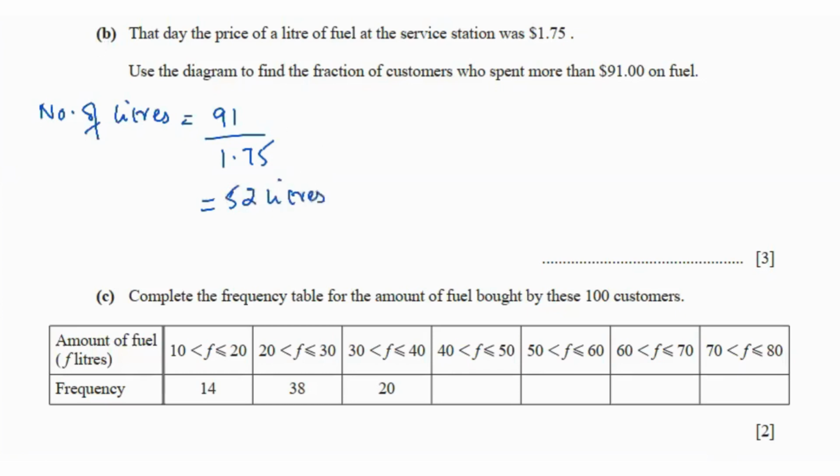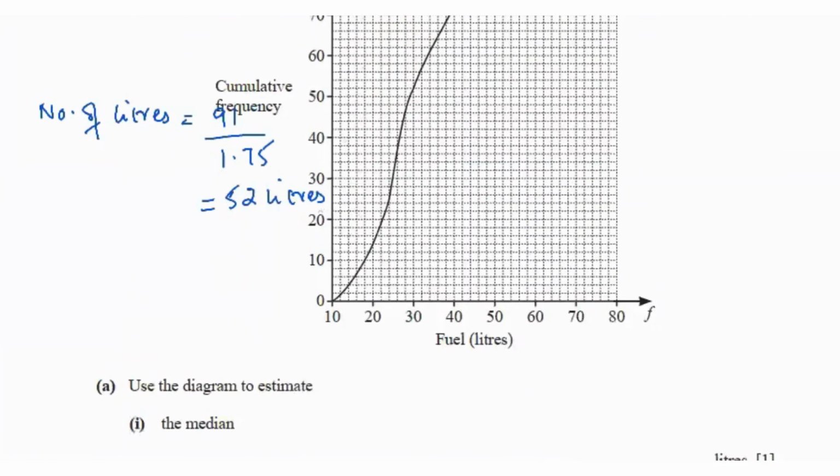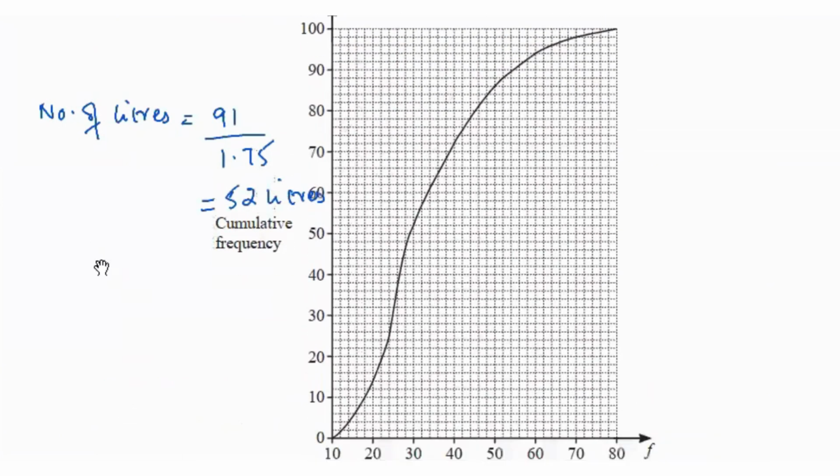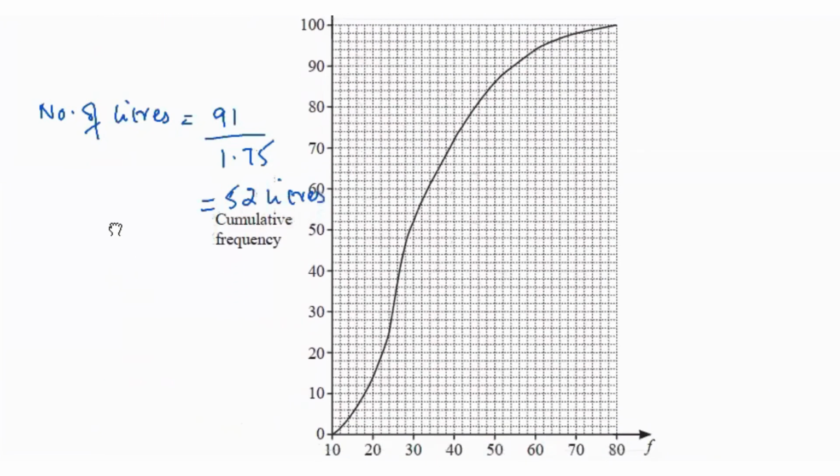Now we're going to go back to our graph and see which value gives us 52 liters. Over here and over here. So at the frequency of 88, we're getting 52 liters.